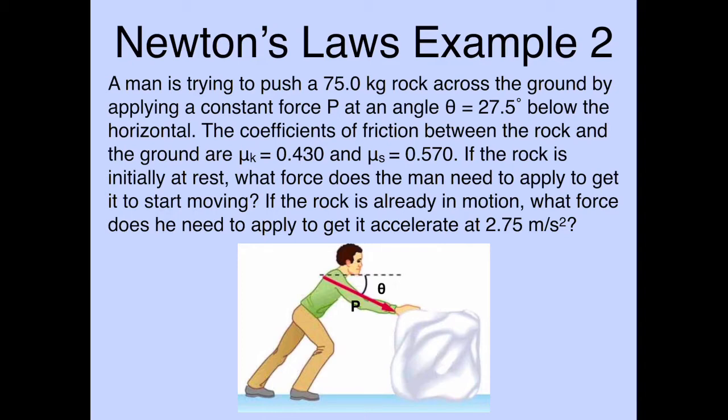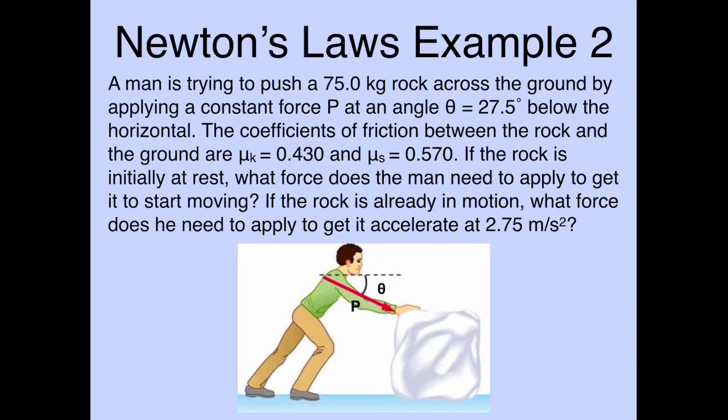A man is trying to push a 75 kilogram rock across the ground by applying a constant force P at an angle of 27.5 degrees below the horizontal. That's the angle theta in the diagram. The coefficients of friction between the rock and the ground are mu k equals 0.430 and mu s equals 0.570. If the rock is initially at rest, what force does the man need to apply in order to get it to start moving?